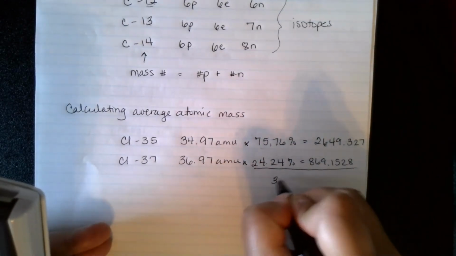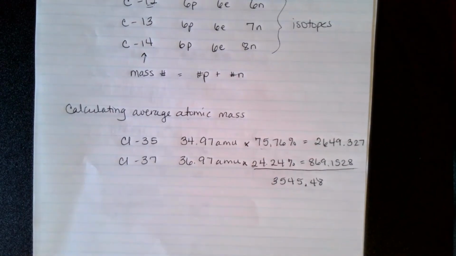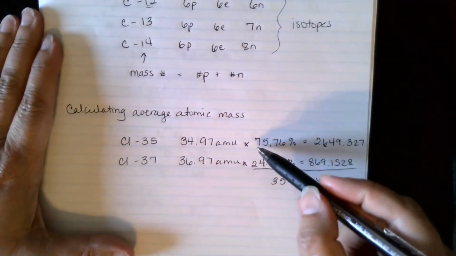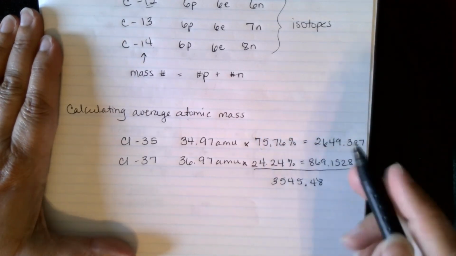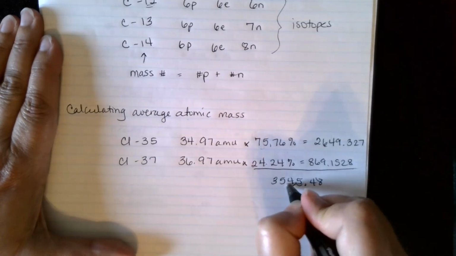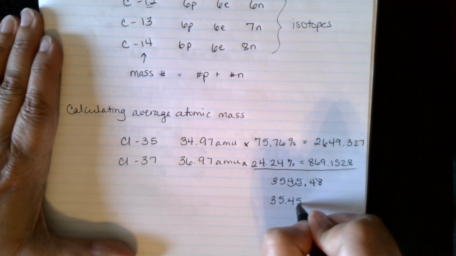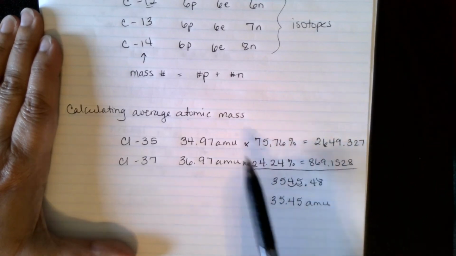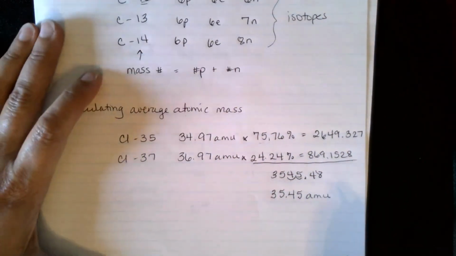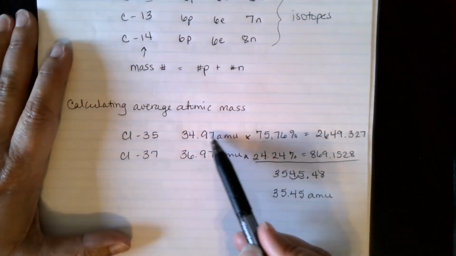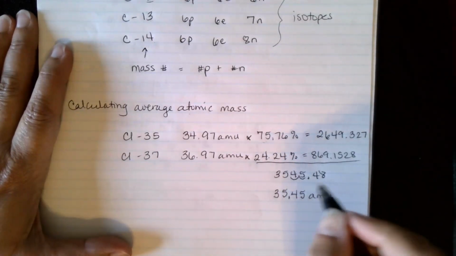I get 3545.48. Now, usually when I multiply by a percent, I take it and I divide by 100, but I'm going to do that at the end. So I multiply by the full percent, but then I'm going to divide by 100 when I get to the end. So I'm going to call this 35.45. And since these all have 2 decimal places, I'm going to round that last one to 2 decimal places. So between 34.97 and 36.97, the weighted average is 35.45.